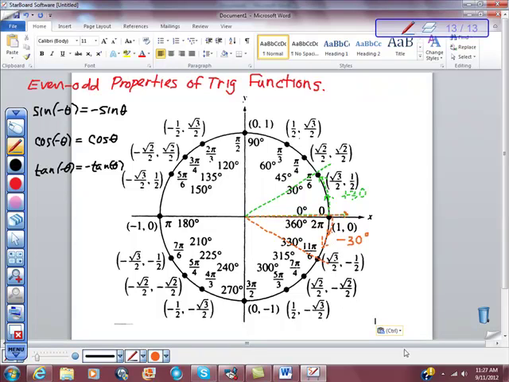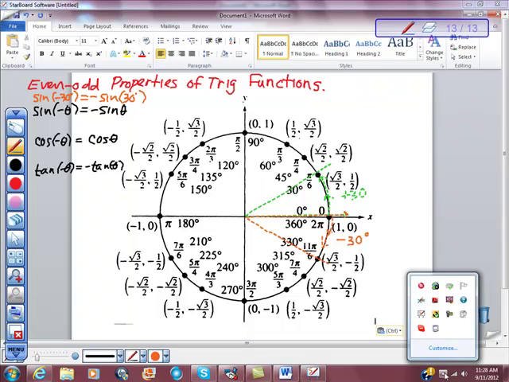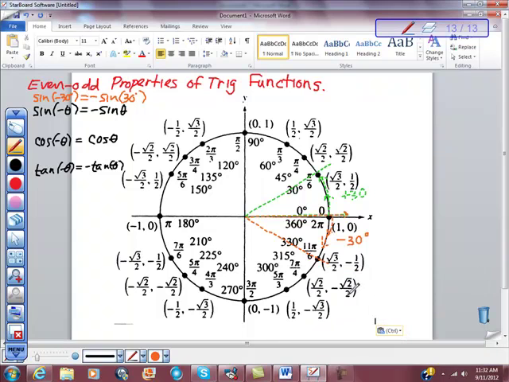What it says is sine of negative theta. So sine of negative 30 degrees is the opposite of sine of 30 degrees. It says here that sine of negative 30 degrees is the opposite of sine of 30 degrees. And isn't that true? So let's test that idea out and see if that's true: that sine of negative 30 degrees is the opposite of sine of 30 degrees.